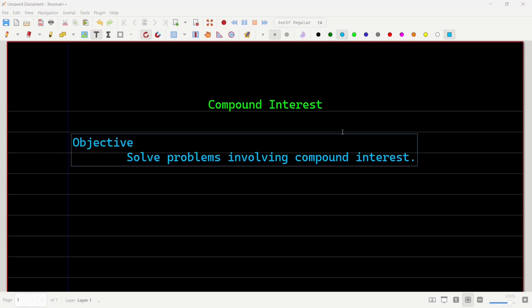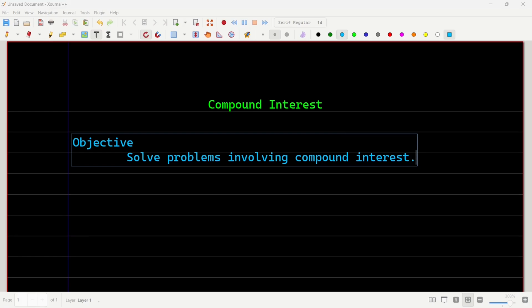All right. Now, many of you already know about simple interest, right? Where you would only earn interest on your original amount. But compound interest is a bit more than that. It's about earning interest on both the original amount and the interest you've earned before. All right. So basically, the money starts working to make even more money for you.